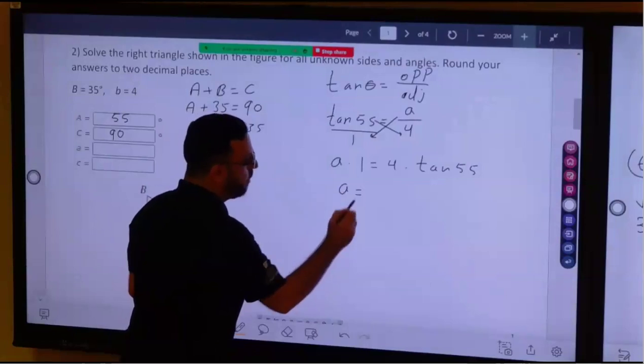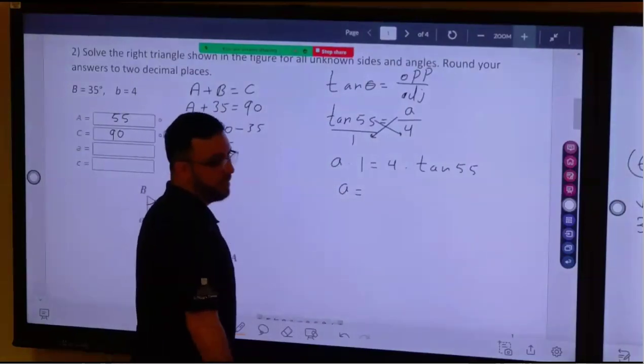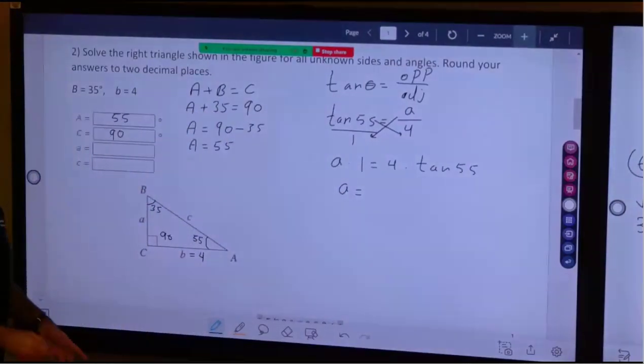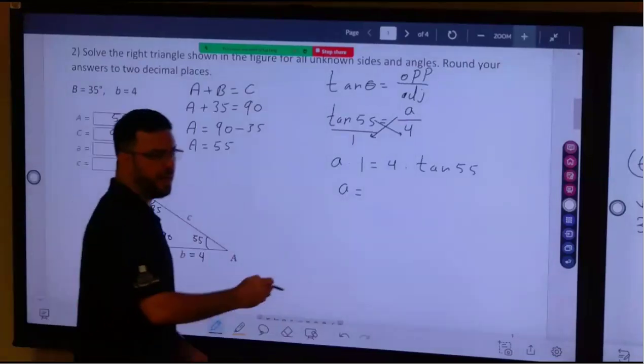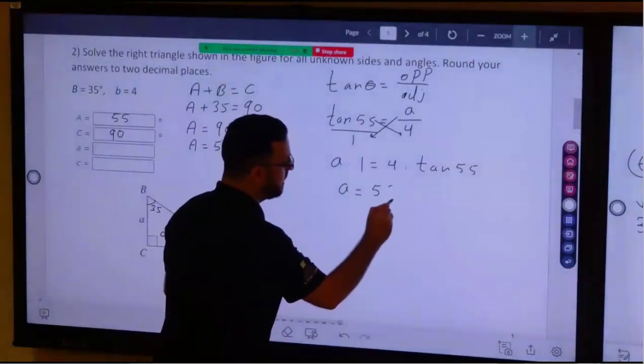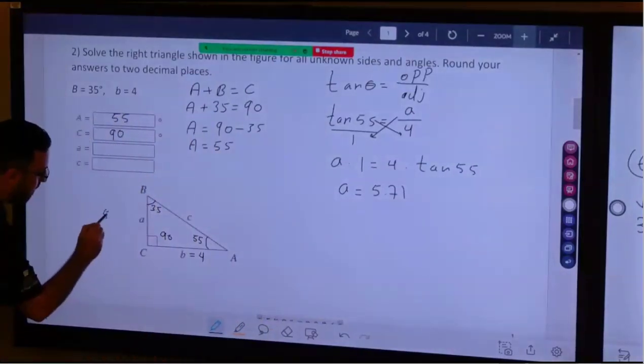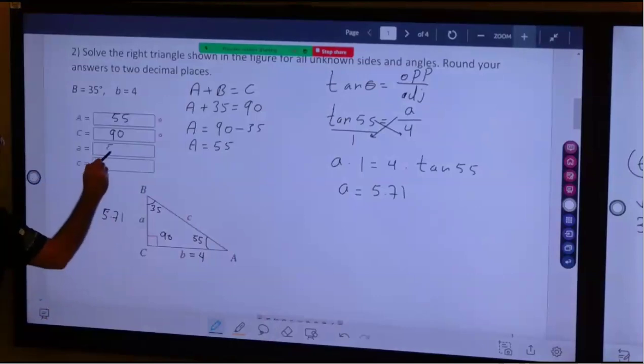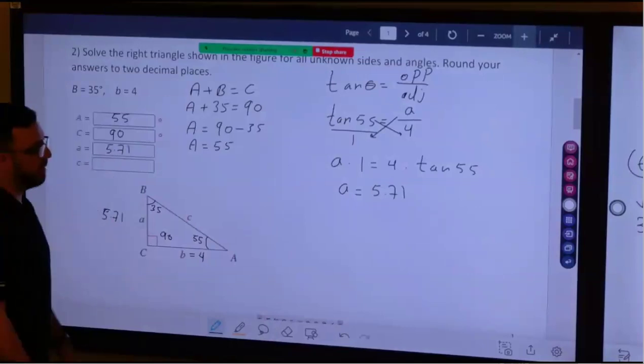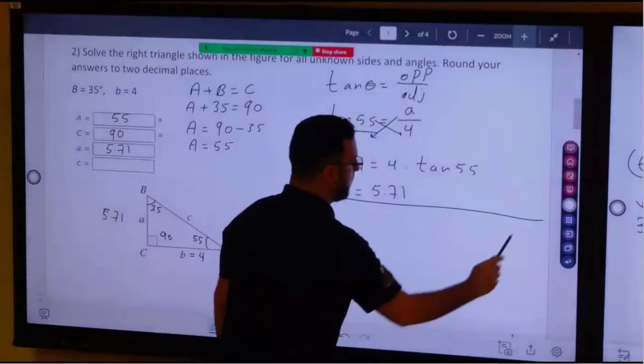So A is going to be equal what? 5.71. So here is the side A. I have 5.71. So we're done with the first part.